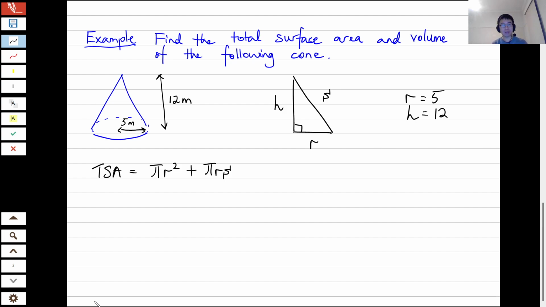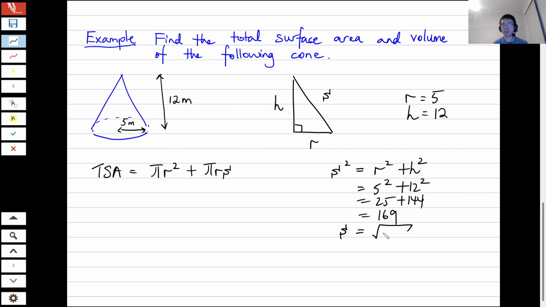Now, we weren't given s in this diagram, so we're going to have to do a calculation. We'll do that using Pythagoras' theorem. S squared equals r squared plus h squared. So S is going to be the square root of 169, and that actually gives us 13. 5, 12, and 13 form a right-angled triangle. You might know that from previous work on Pythagoras' theorem.